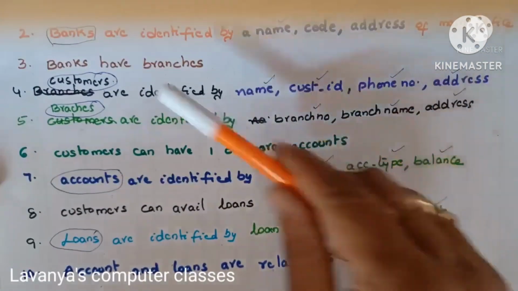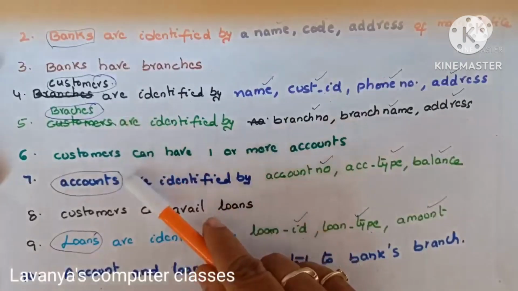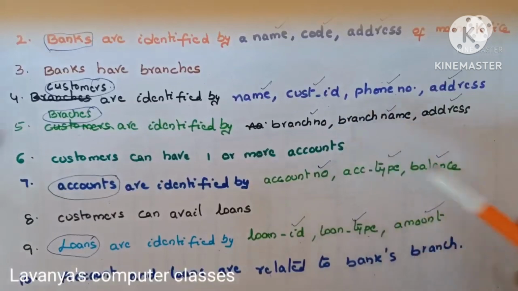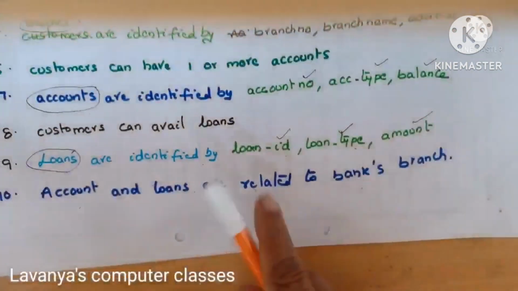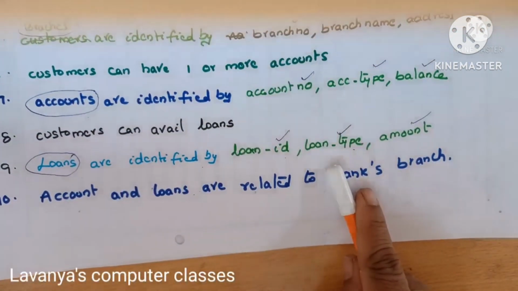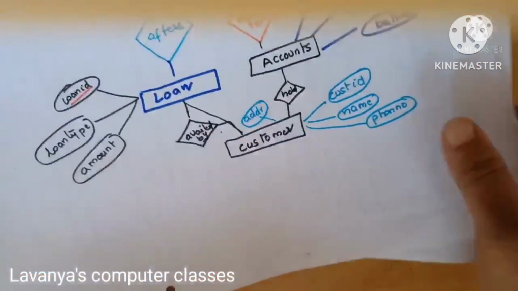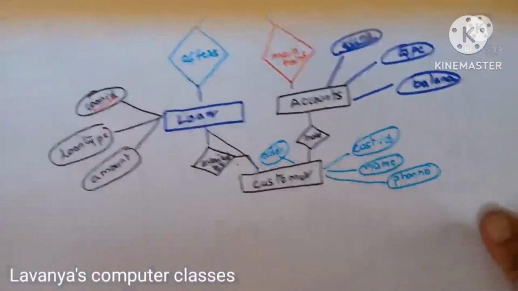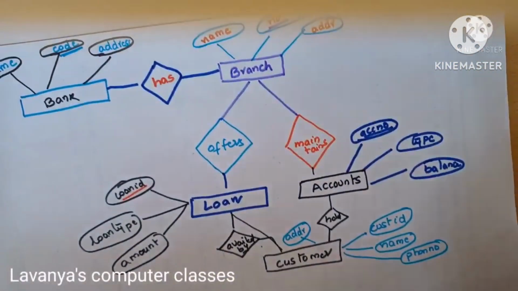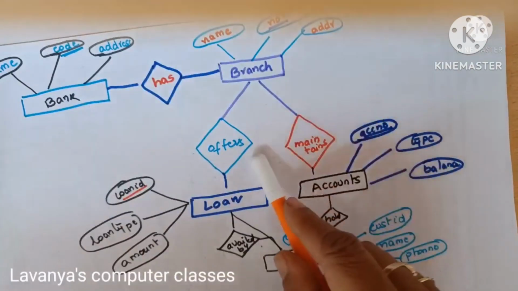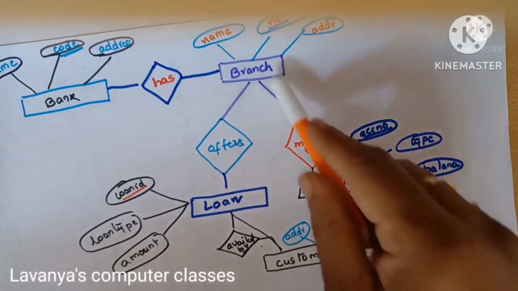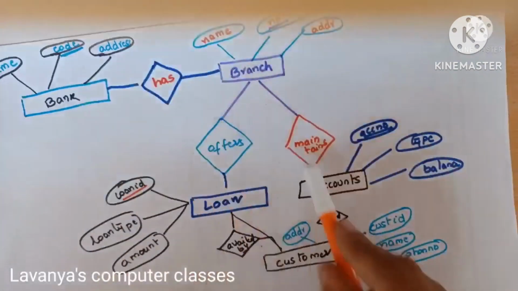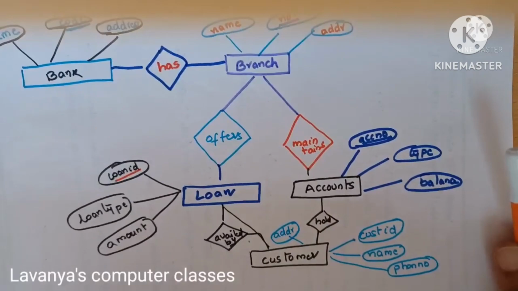In this description, we have bank, customer, branches, accounts, loans. Five entity sets are there with different attributes. Then find out the relationship between one entity set and another entity set. Then we draw the diagram like this. This is the ER diagram for bank and customer details. Bank has branch, branch offers loans to the customer, and branch maintains accounts for the customers with their different attributes. So this is the ER diagram concept.